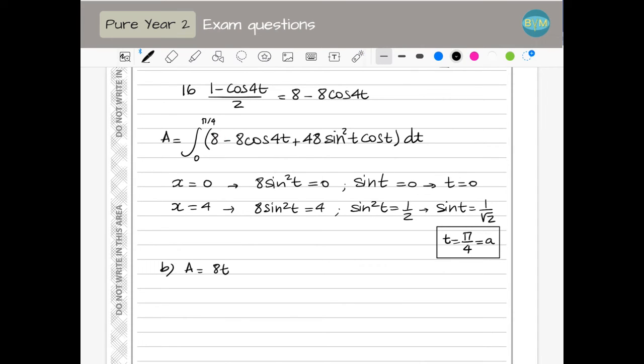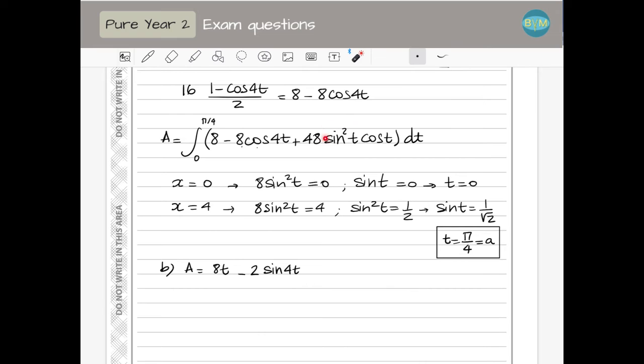8 cos 4t is going to be sine 4t. When I derivate sine 4t, I'm going to get 4 cos 4t. So I have 8 instead of 4, which means I need to divide that by 4, and I have 2. So when I multiply these 2 by 4, I get the 8.